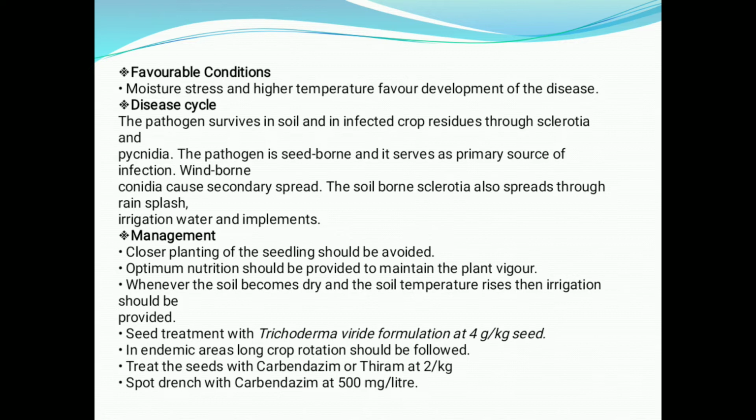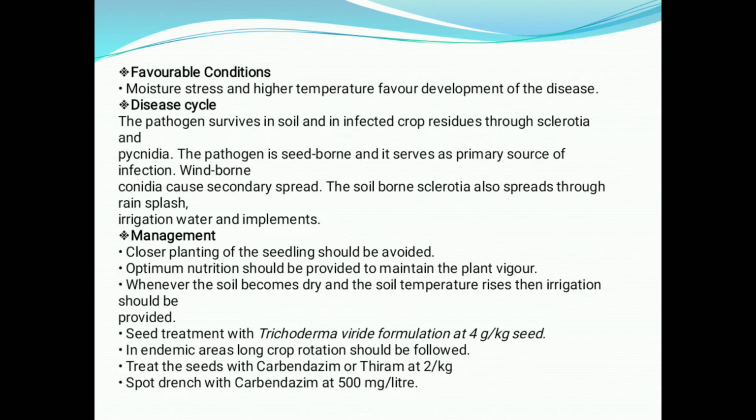Disease cycle: the pathogen survives in the soil and in infected crop residues through sclerotia and pycnidia. The pathogen is seed-borne and serves as a primary source of infection. The wind-borne conidia cause secondary spread. The soil-borne sclerotia also spread through rain splash, irrigation water and implements.